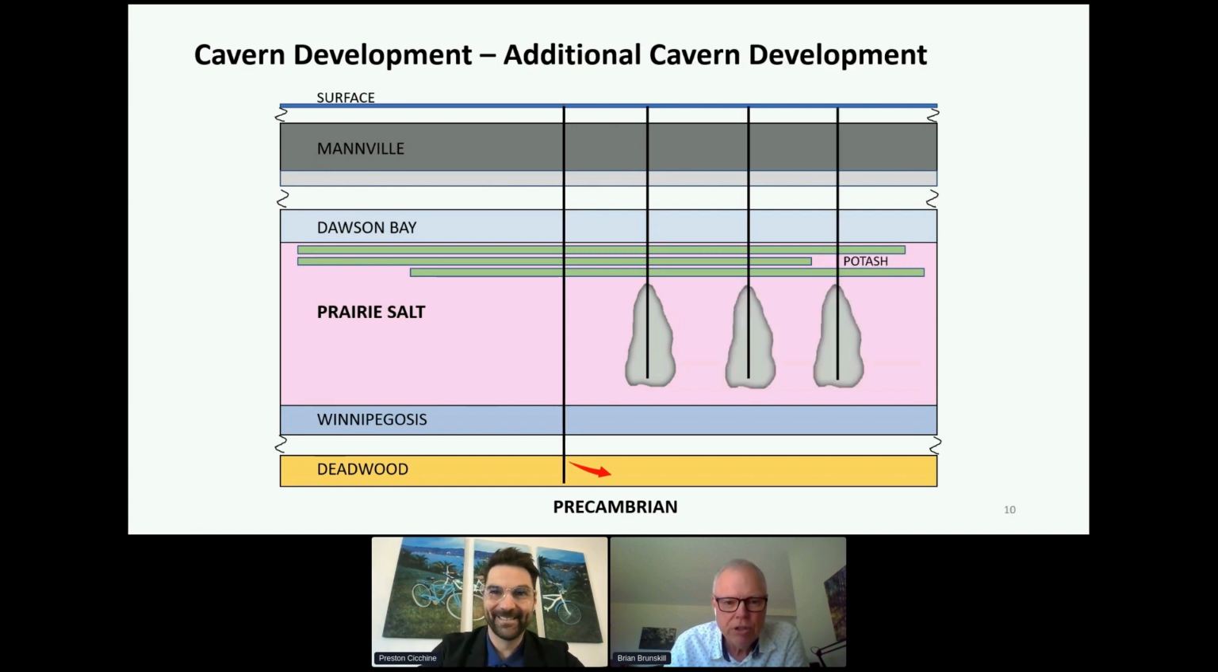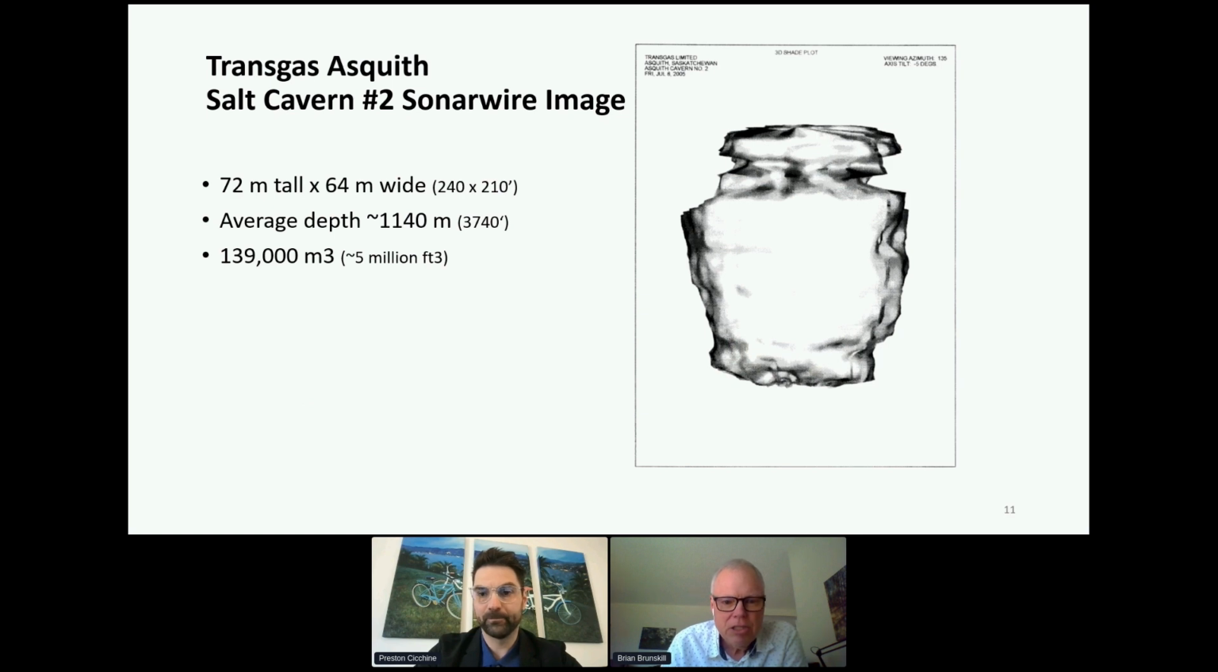So once surface infrastructure is in place, we could add capacity by developing additional caverns. This image is actually a sonar image of the Transgas Asquith salt cavern. This cavern is used for storage of natural gas. In this case, it's about 70 meters tall, 64 meters wide, at an average depth of about 1,100 meters. And this cavern can contain about 5 million cubic feet, or 139,000 cubic meters, of natural gas.